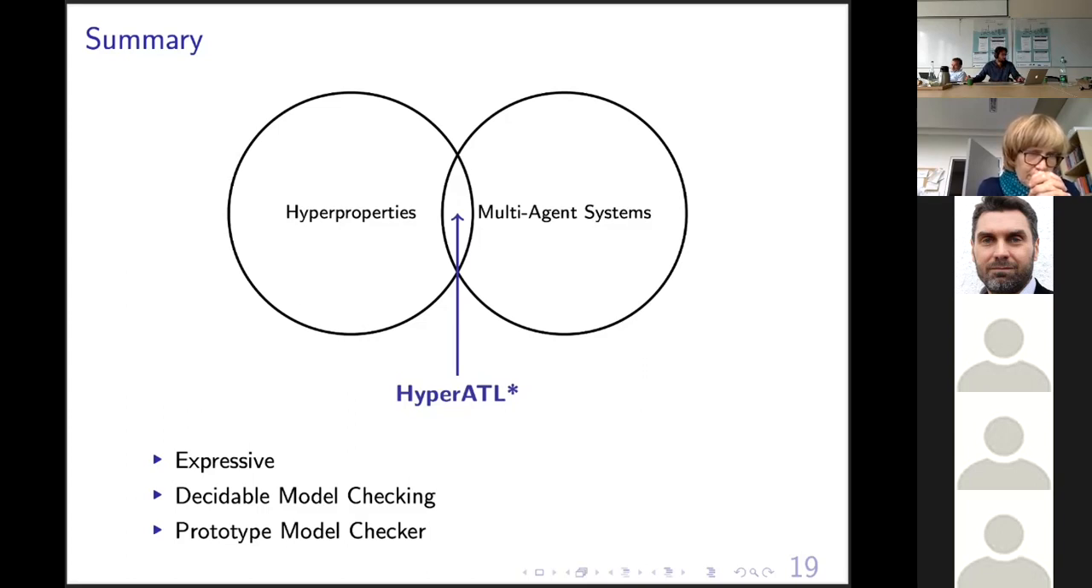Despite this expressivity, model checking is decidable for the full logic, which is particularly interesting because it can specify asynchronous hyperproperties for which none of the existing logics admit decidable model checking. And last but not least, there is a prototype model checker that can model check at least a fragment of our logic on concurrent game structures.